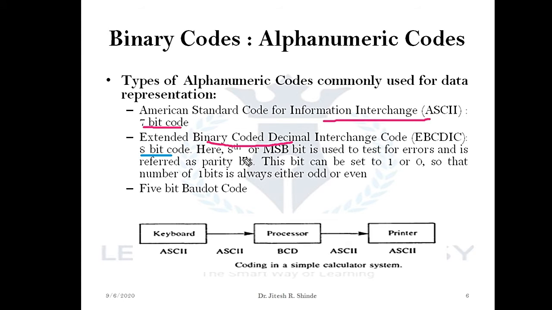Here the 8th bit, that is the MSB bit, is used to test for errors and it is referred to as the parity bit. What is the concept of parity bit? We shall be seeing in the next slide. But at this moment just remember that in EBCDIC, the MSB bit, that is the 8th bit, represents the parity bit. This bit can be set to 1 or 0 so that the number of one bits is either even or odd. Another type of alphanumeric code is the 5-bit Baudot code.